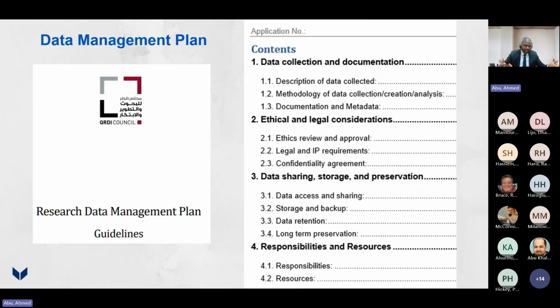So like I said earlier, every research funder has research data management plan guidelines. So you can see what areas you need to cover when developing your research data management plan for the QRDI.